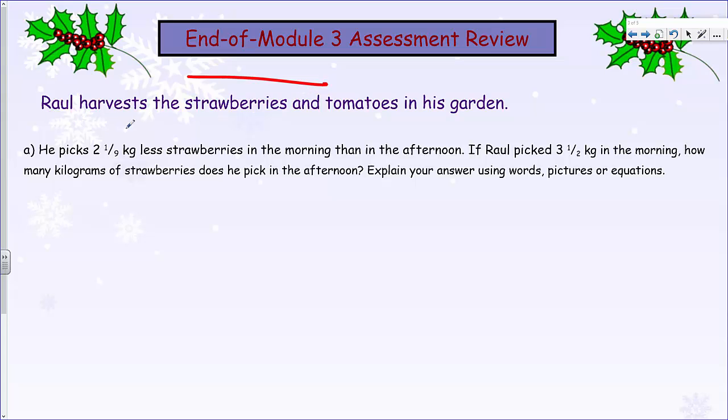It says Raul harvests the strawberries and tomatoes in his garden. Oh, what is it? Niobe and Raul have strawberries and tomatoes. Interesting. Okay. It says that he picks 2 1/9 kilograms less strawberries in the morning than in the afternoon. If Raul picked 3.5 kilograms in the morning, how many kilograms of strawberries does he pick in the afternoon? Explain your answer using words, pictures, or equations.